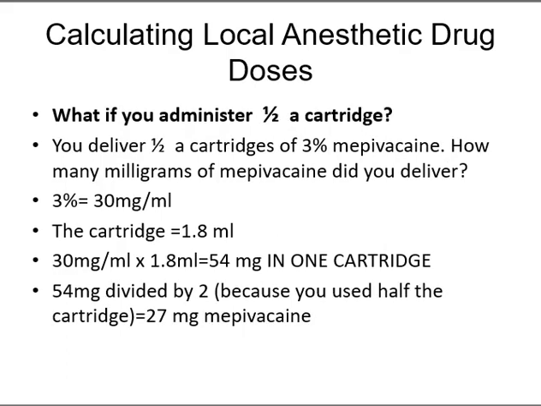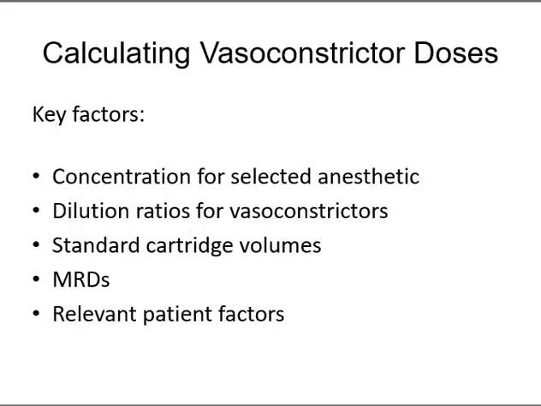What if you deliver a half? We know we have 54 milligrams in 1 cartridge. So if you deliver half a cartridge, you divide 54 by 2. You don't multiply. You divide by 2 because you use half the cartridge, and you end up with 27 milligrams of mepivacaine that you've delivered when you deliver half a cartridge of mepivacaine. So that's the local anesthesia drug math.